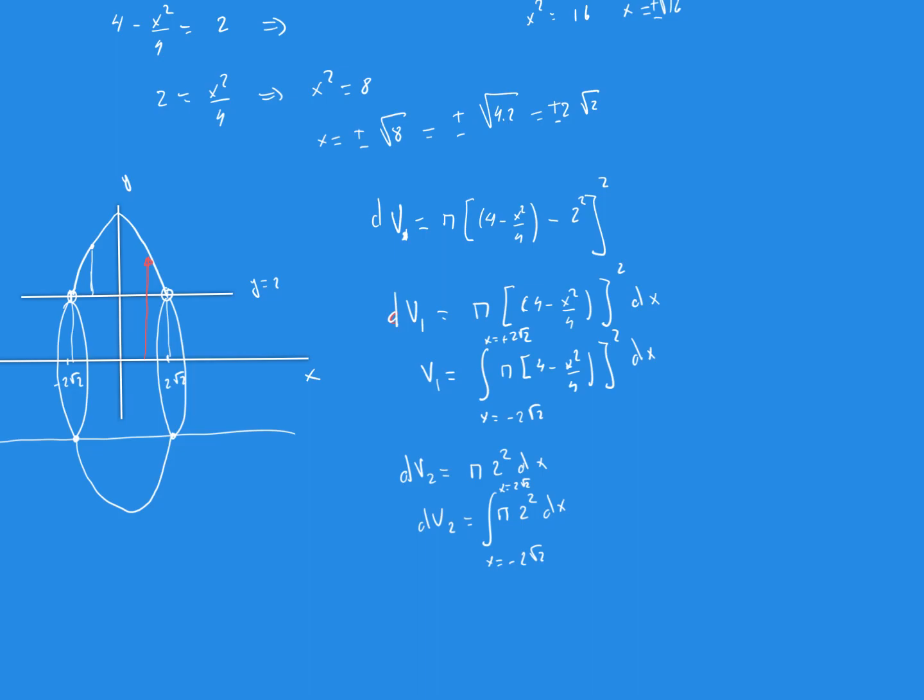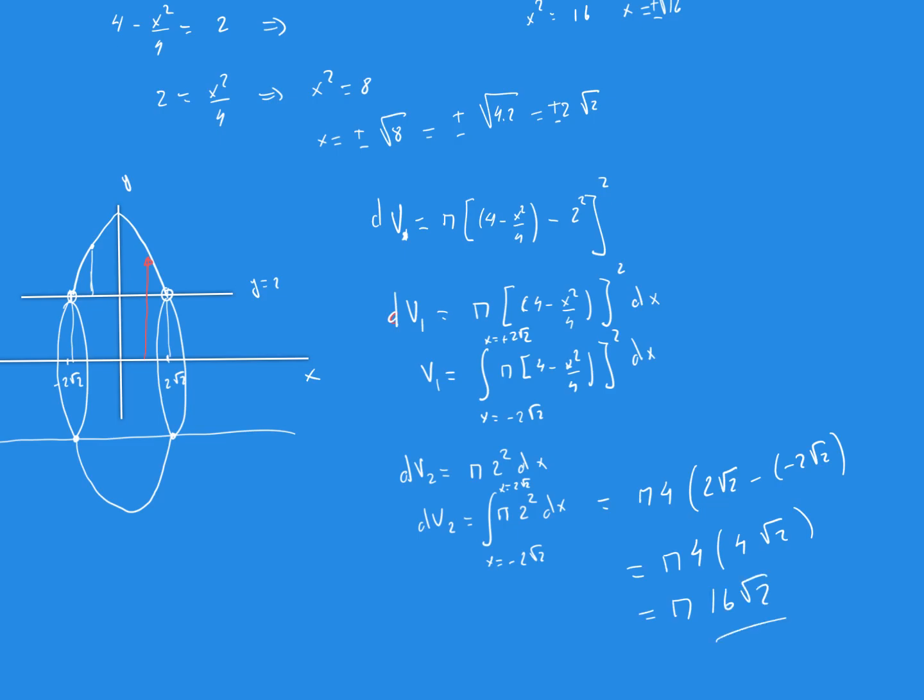So the volume that the line y equals 2 generates will be the integral of pi times 2 squared dx, from minus 2 square root of 2 to 2 square root of 2. So the volume that it will generate will be 4 pi multiplied by 4 square root of 2, so it will be 16 pi square root of 2.